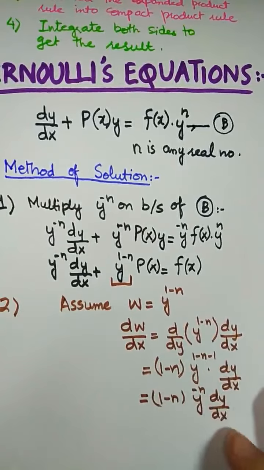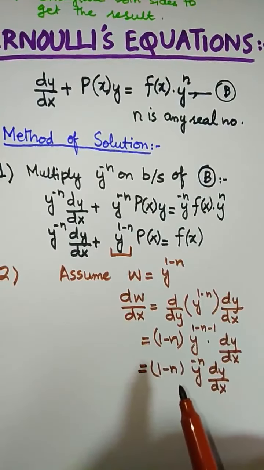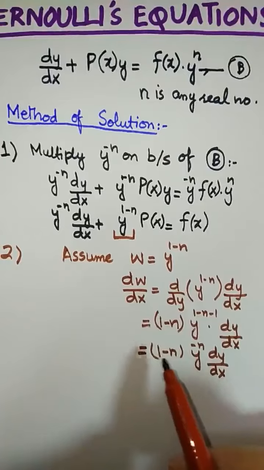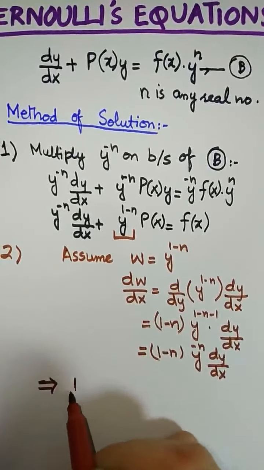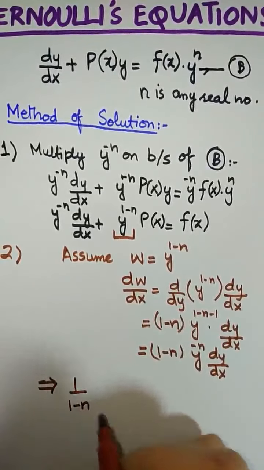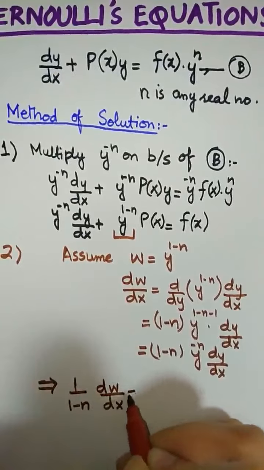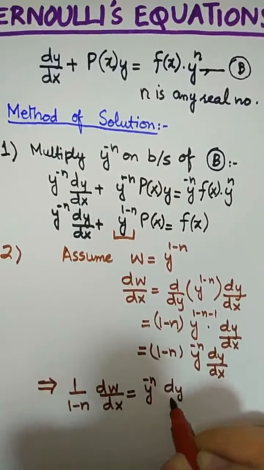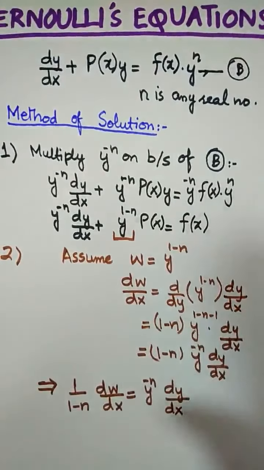So in the next step I am shifting this 1 minus n, because that must be some constant. n is any real number, so 1 minus that real number must be a constant. So I am shifting this to the right hand side, and this becomes 1 over 1 minus n dw by dx equals to y to the power minus n dy by dx. So this is step number 2.